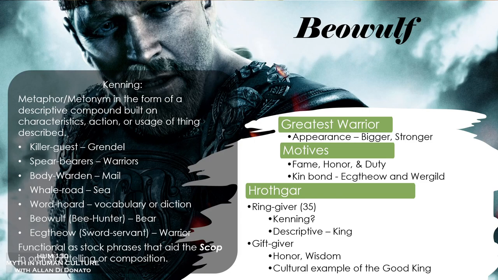It's usually built on two terms that are linked together that are going to communicate characteristics, actions, or the usage of various things that are being described. So for instance, here are some examples. Killer guest. This is a kenning that describes Grendel, right? He is not literally a guest, so it's kind of metaphorical. He's definitely a killer, but it gives you an idea what he's like. He's the guy that shows up at the hall and starts killing everybody.